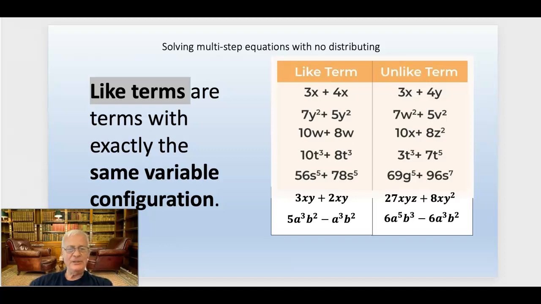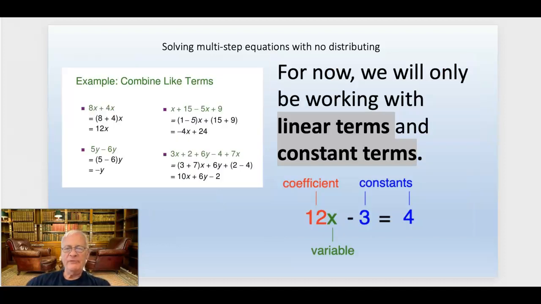Again, we were talking about like terms. For now, we'll only be working with linear terms and constant terms. Constant terms are just numbers. Linear terms are just a variable like x, or a variable like a, y, z, w. Again, it's not squared. X squared is a quadratic. We're going to work with linear for now.